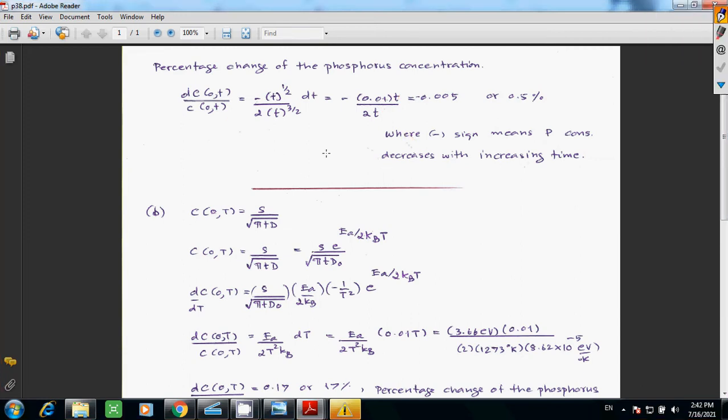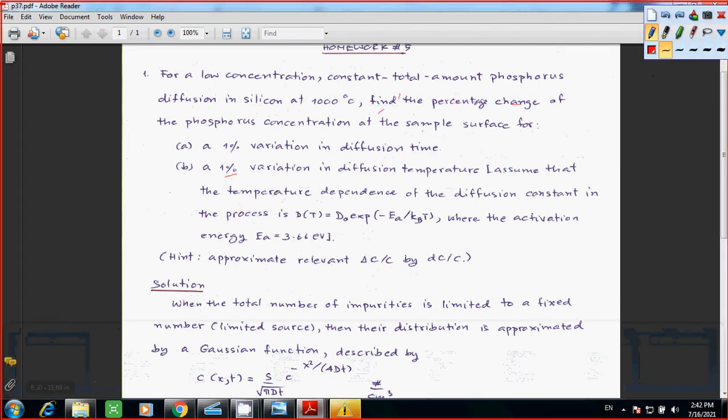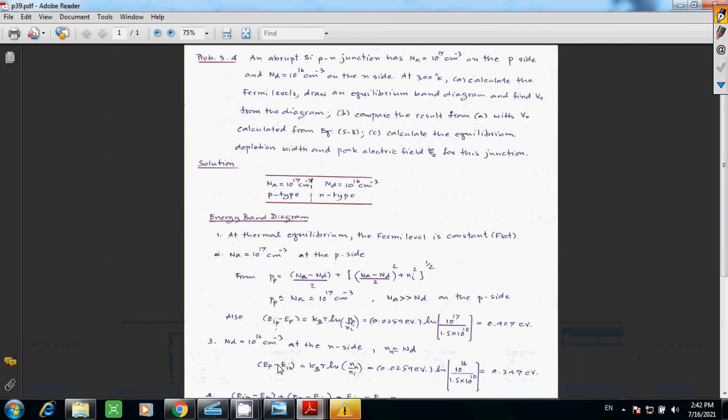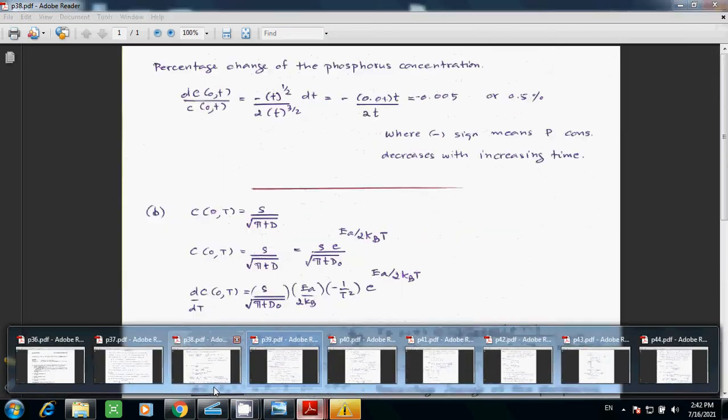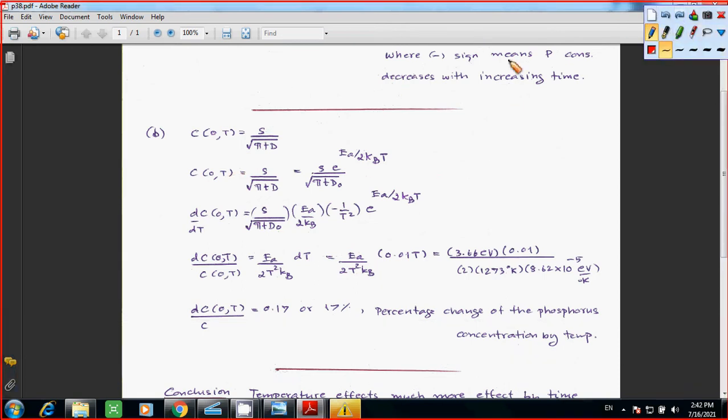Now let's work out the temperature. For part B, they want you to see a 1% variation in diffusion temperature. And you follow the same steps. You start with impurity concentration C, and simply differentiate your impurity concentration with respect to absolute temperature.